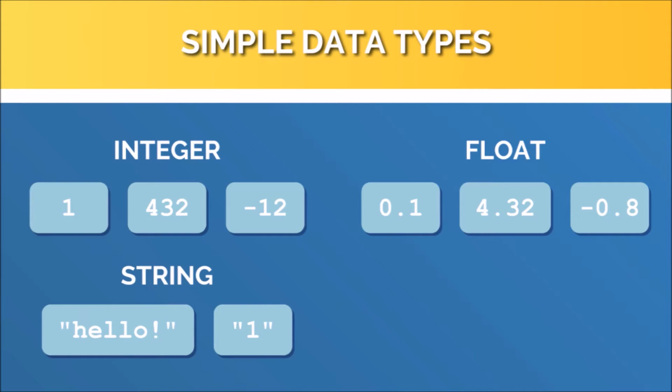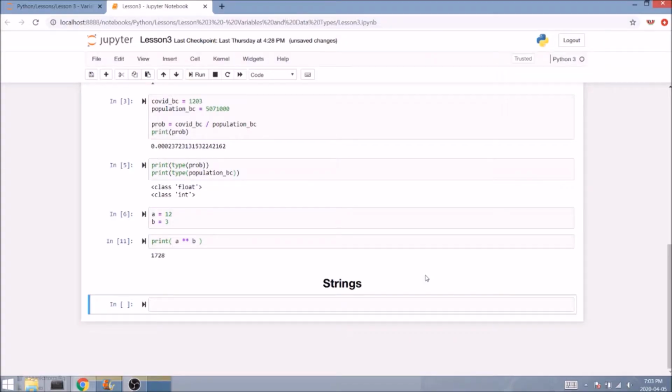A string is any set of characters inside quotation marks. Now, these characters can include letters, numbers, or even punctuation symbols and spaces. Basically, as long as something is wrapped inside quotation marks, Python will interpret it as a string. Let's see some examples. So let's get a few basic details about our pets.